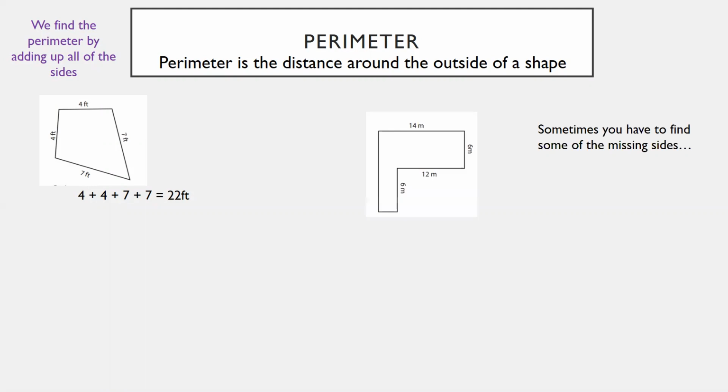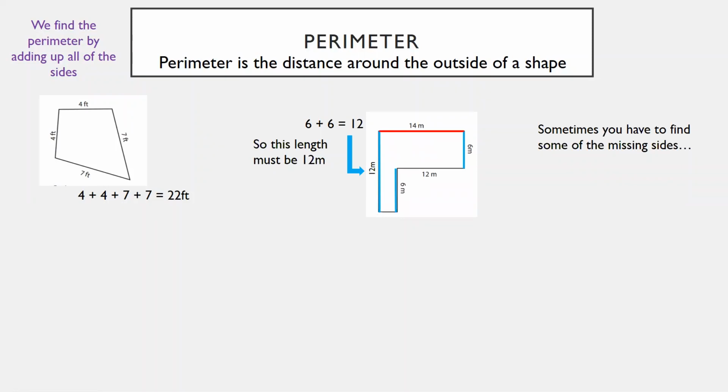Sometimes though, we have to find the missing sides. So as you can see, we've got some sides here which we haven't been given the lengths of. So the way we're going to do that is we're going to use these two vertical lines here that are both 6. That means they must add together to make this total, this long one here. So 6 plus 6 is 12, which means that this length here must be 12 meters.